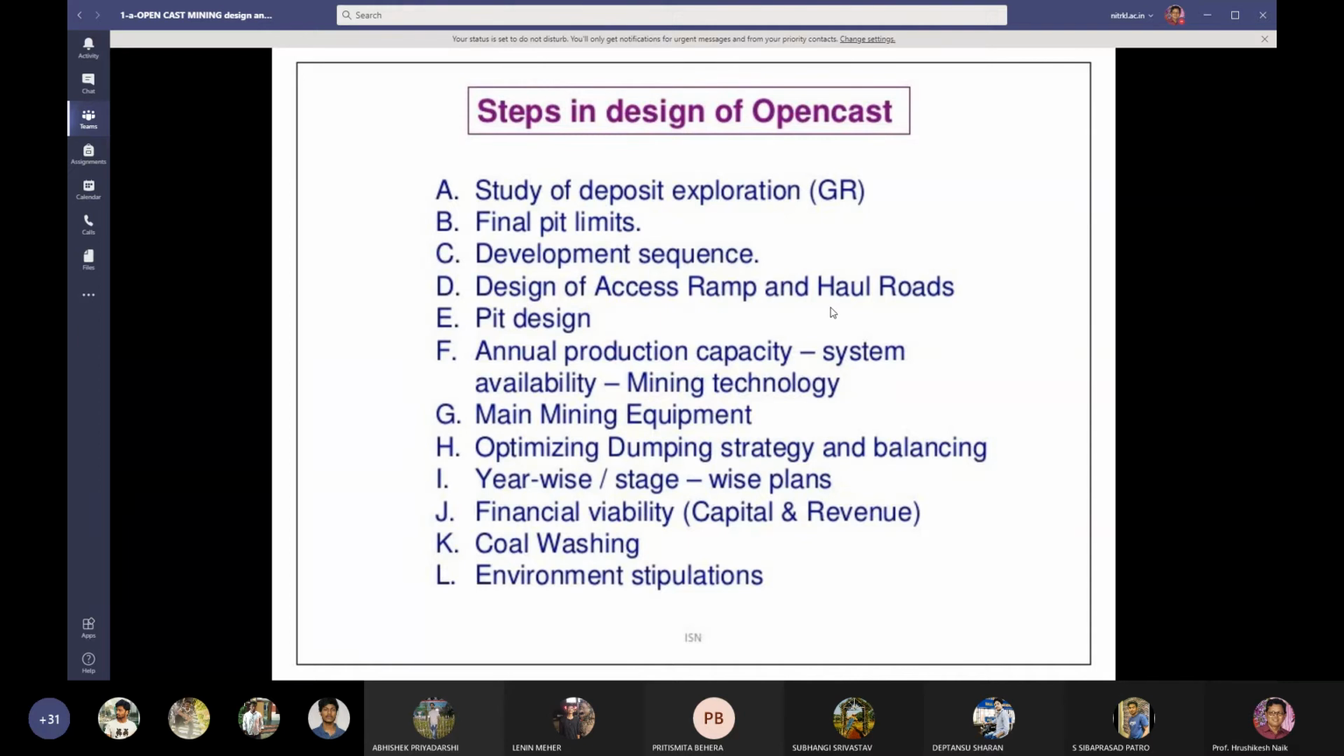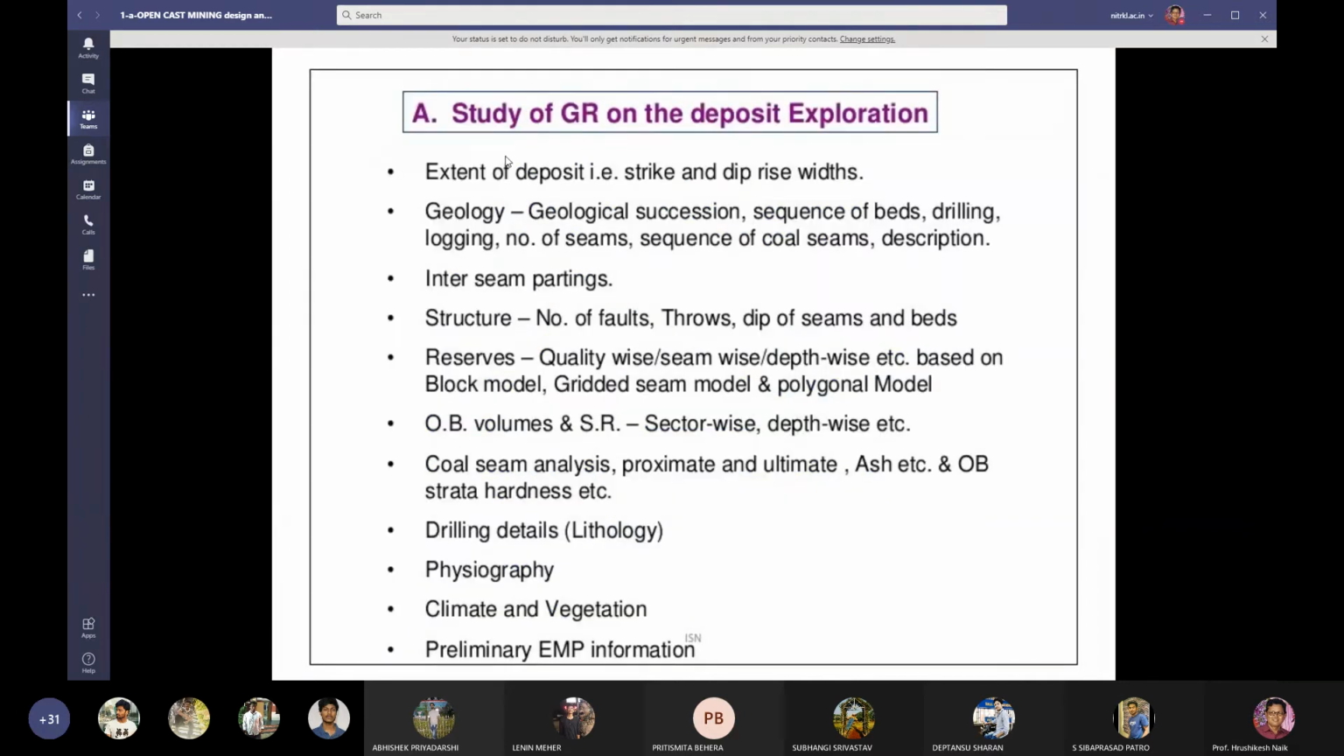To design an open cast mine, these are the steps you have to follow. The first step is the study of geological reserve and the deposit exploration. How much reserve is there? How much ore is there? What is the extent of the deposit? What is the strike length? What are the dip and rise widths? Okay, these are the deposit characteristics.